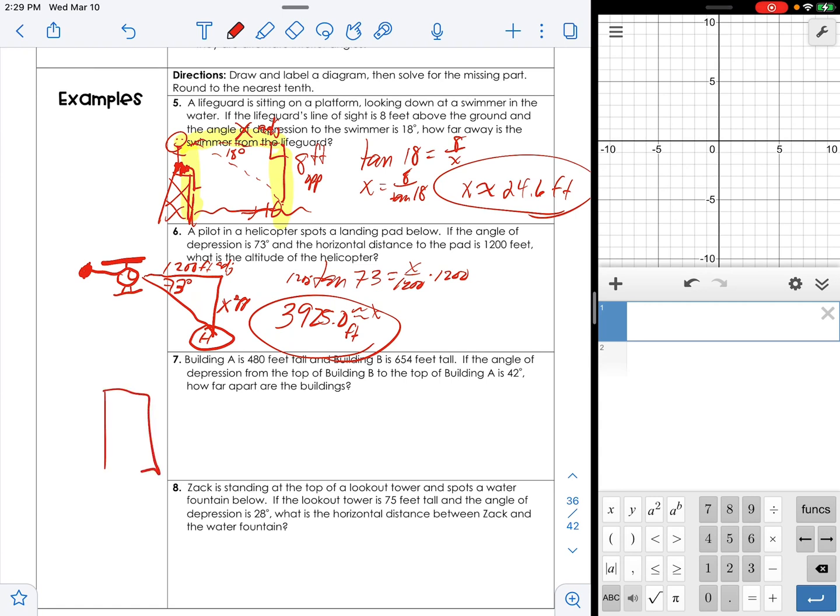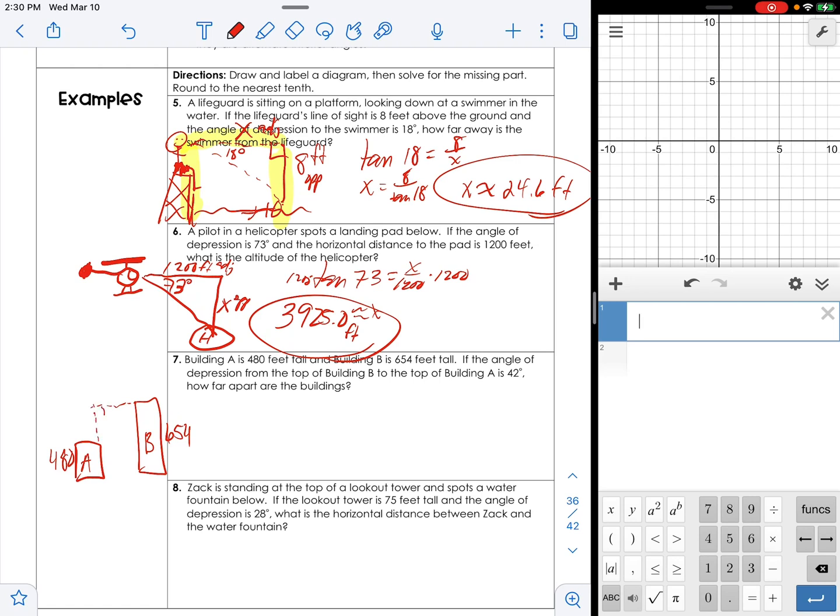All right, building A is 480 feet tall. Building B is 654 feet tall. That's a 4, not a 5. 54 feet tall up to the top. These are really bad drawings. Let's put these somewhere else so we can see what we're doing here. Okay, so building A, 480 feet tall. Building B, 654 feet tall. Perfect. The angle of depression from the top of building B to the top of building A is 42 degrees.